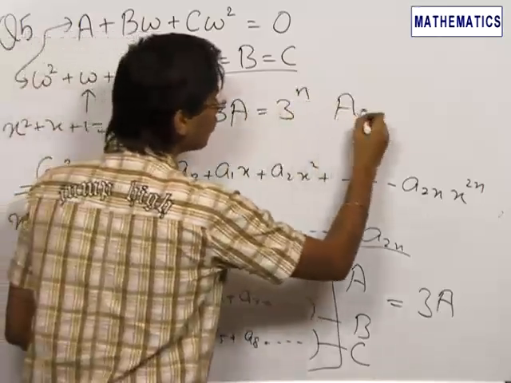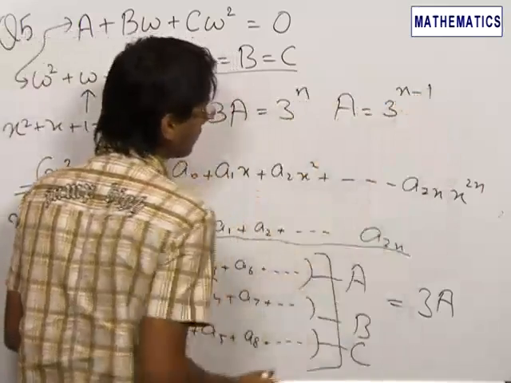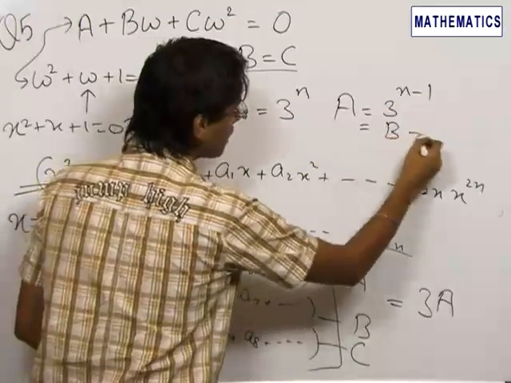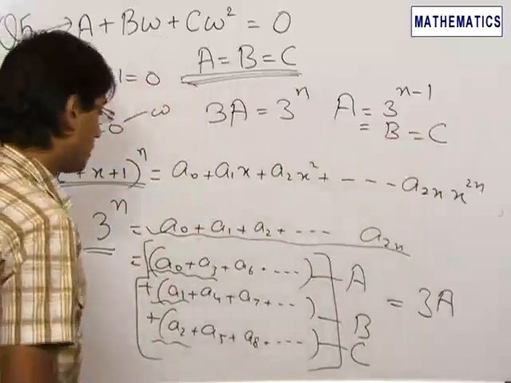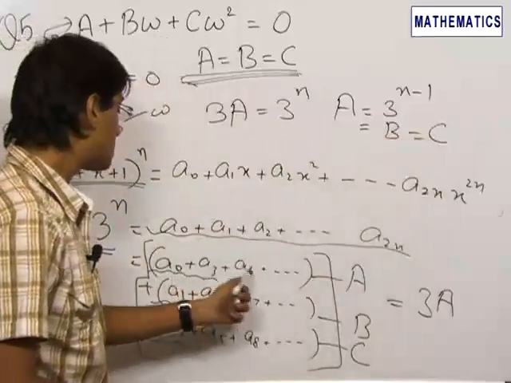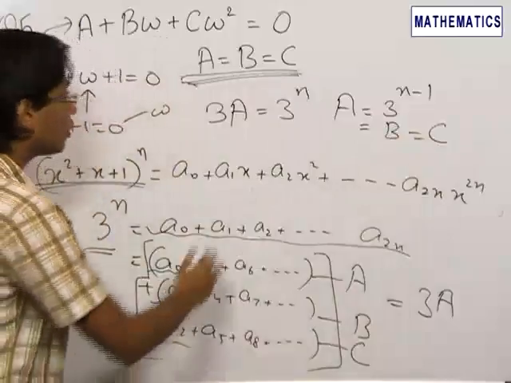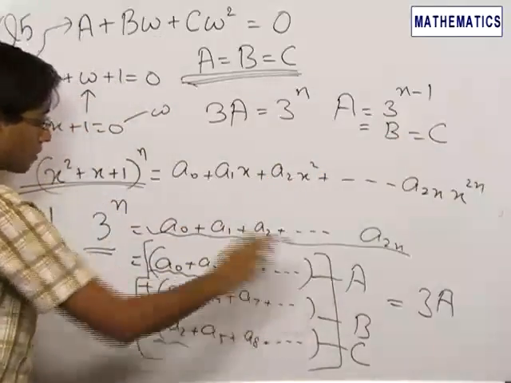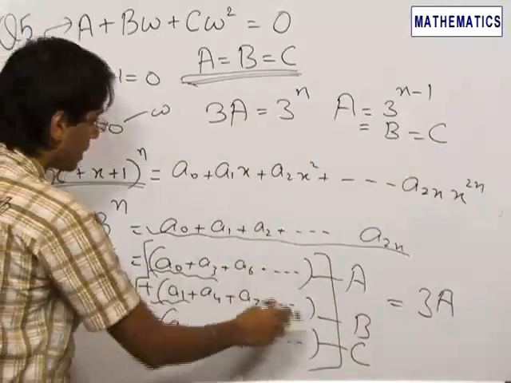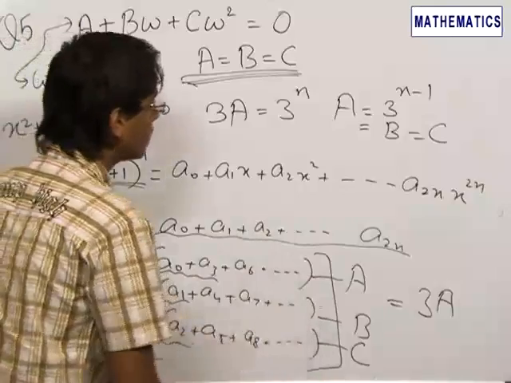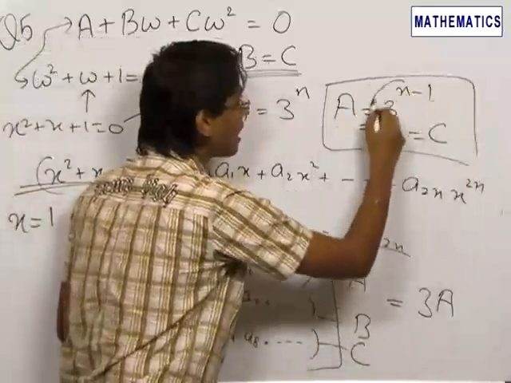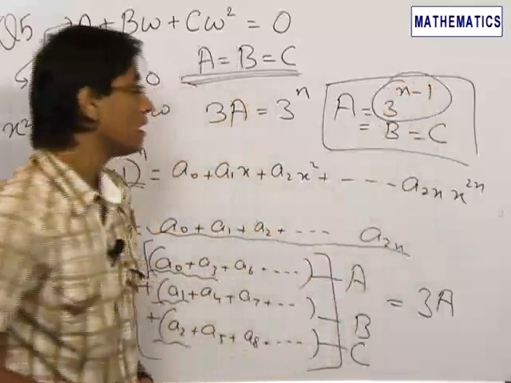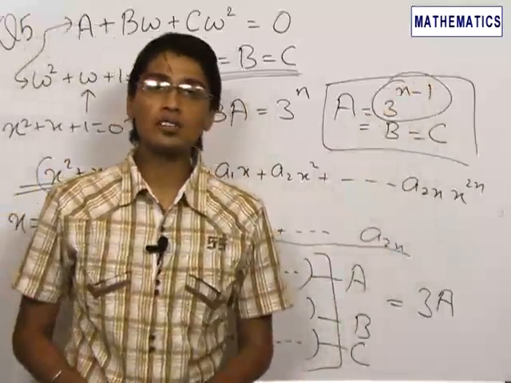So A is equal to 3^(n-1), equal to B, equal to C, since we proved A equals B equals C. Hence we have got a0 + a3 + a6 up to the last term is equal to a1 + a4 + a7 up to the last term is equal to a2 + a5 + a8 up till the last term. These all three sums are equal and each has the value of 3^(n-1), which was the desired result to be proved.